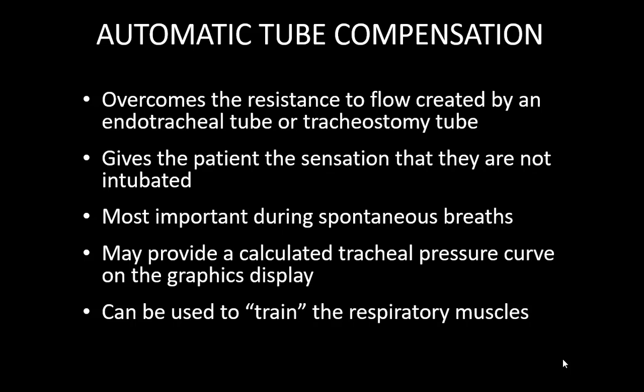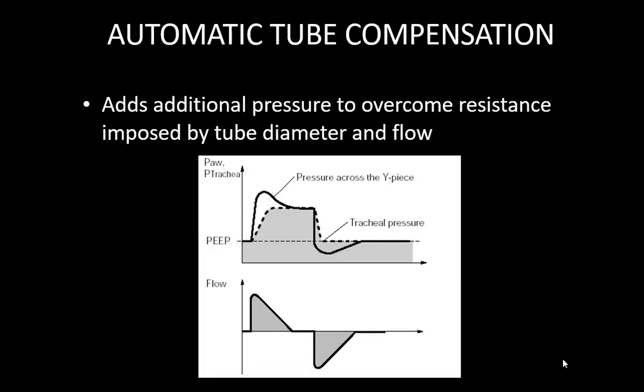Most important, during spontaneous breathing, it may provide a calculated tracheal pressure curve on the graph display, and this can be used to train the respiratory muscles, now that weaning has started. So how does it do that? You set the tube size, of the endotracheal tube or tracheostomy tube, and the ventilator automatically calculates, for a given flow, what will be the resistance of the tube, because you are giving the size and the computer knows the length of the tracheostomy tube or the endotracheal tube.